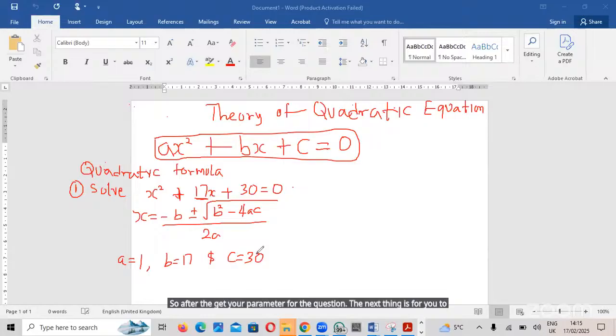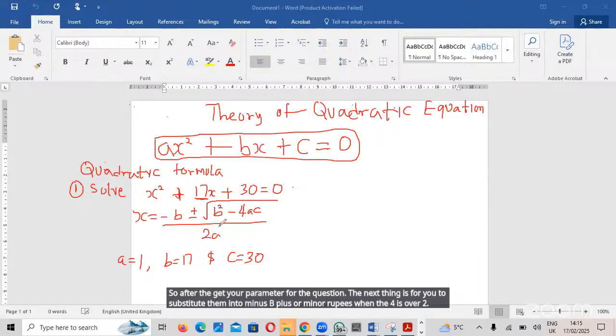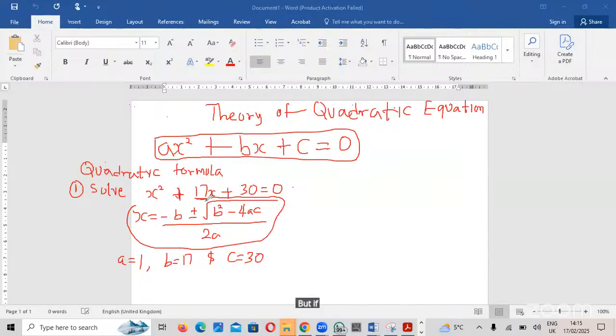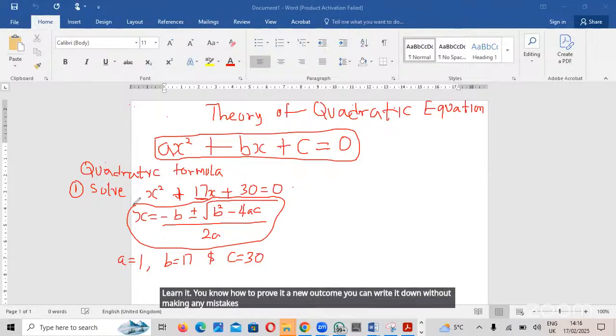substitute them into the formula, which is x equals minus b plus or minus the square root of b squared minus 4ac, over 2a. I know this formula is not strange, but if it is strange to you, I beg you, go and learn it. Know how to prove it, and know how you can write it down without making any mistakes. All right. So then the next phase is multiplying those values inside the quadratic formula.